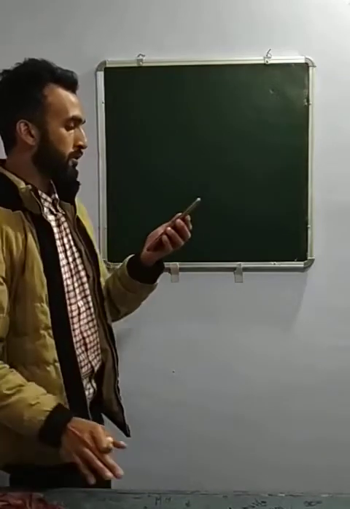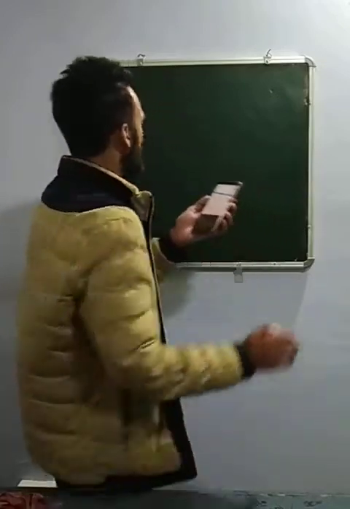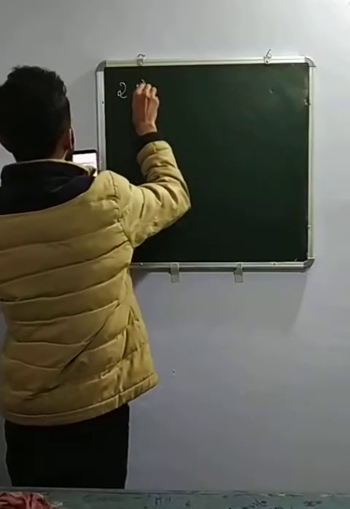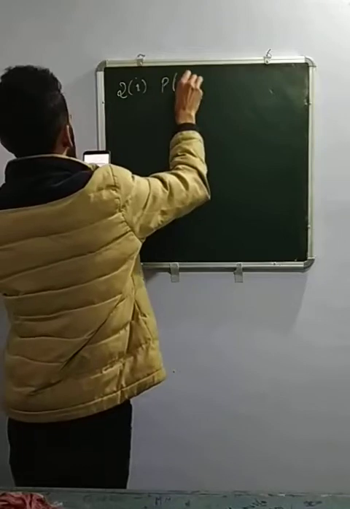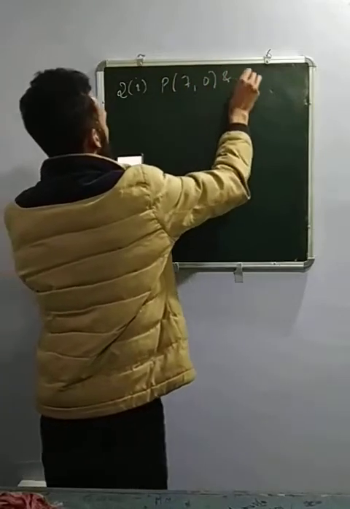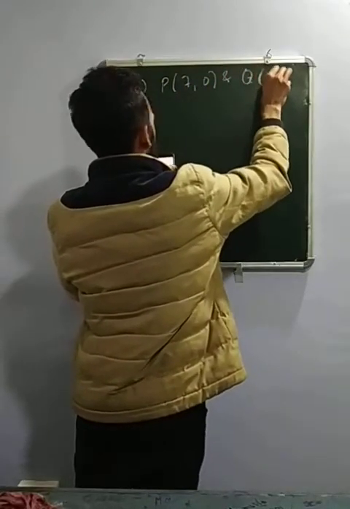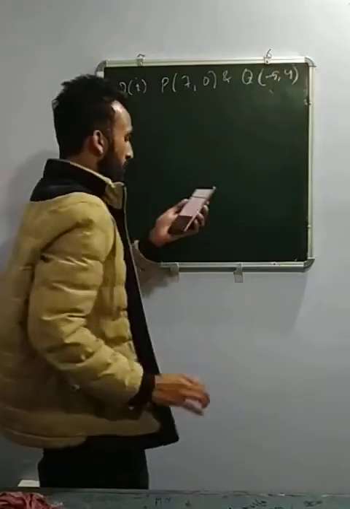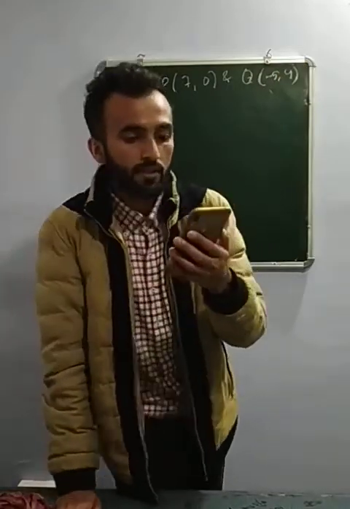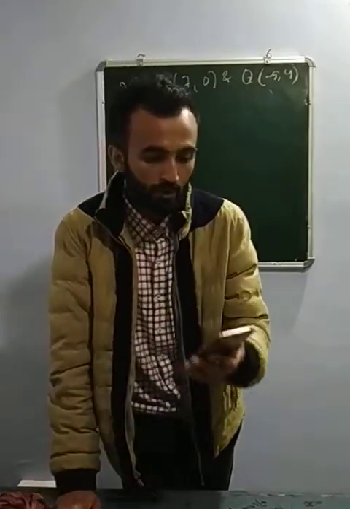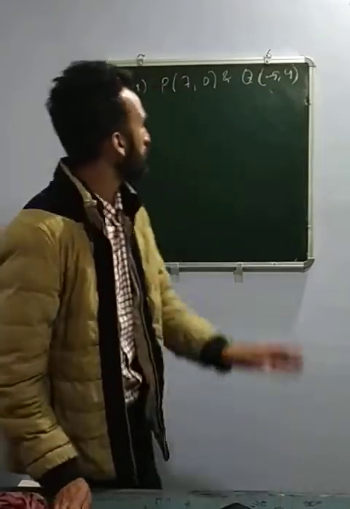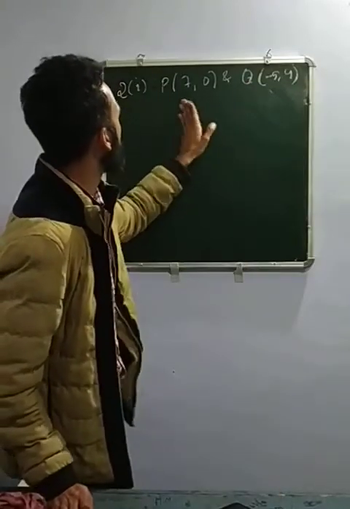Now, question number 2 goes like this. Find the coordinates of the midpoint of the line segment joining P and Q. Sub number 1 is P 7, 0 and Q minus 5, 4. What is our question? The question is nothing but find the coordinates of the midpoint of the line joining these 2 points.